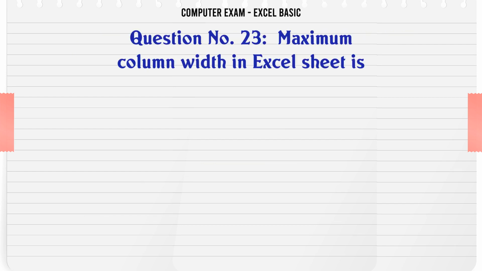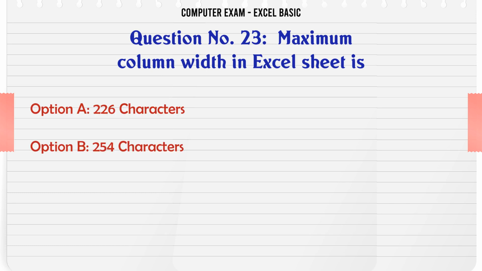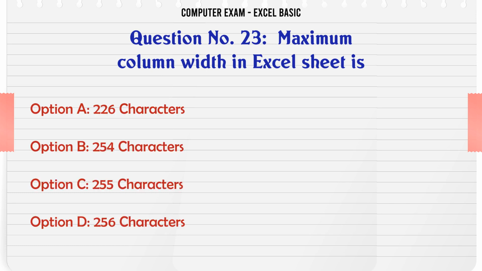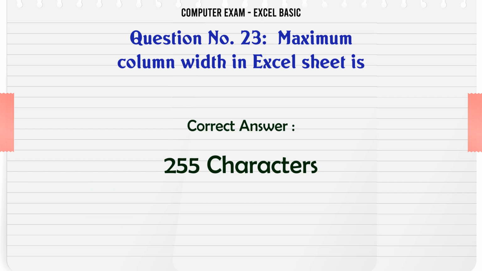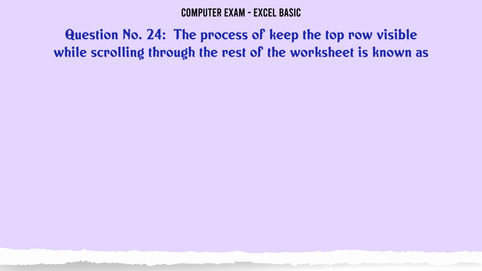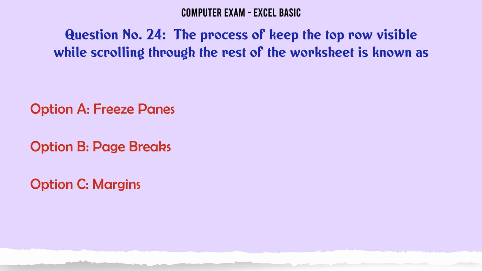Maximum column width in an Excel sheet is: A. 226 characters, B. 254 characters, C. 255 characters, D. 256 characters. The correct answer is 255 characters.